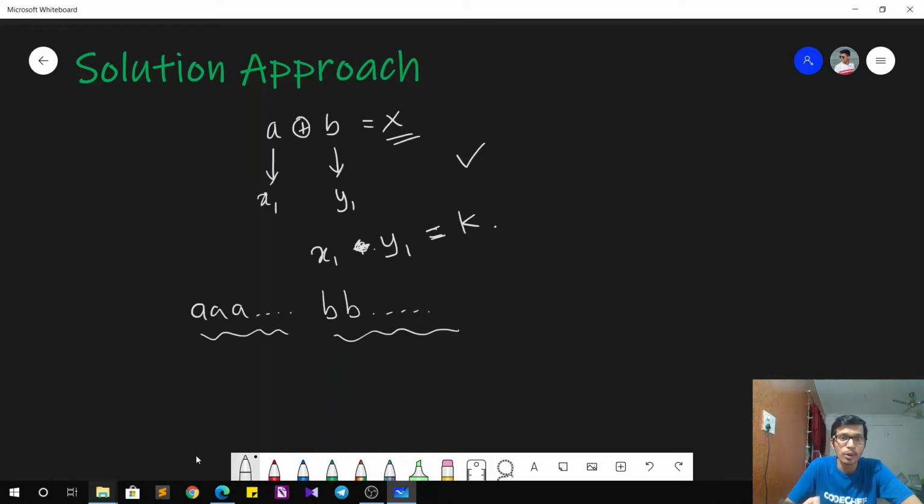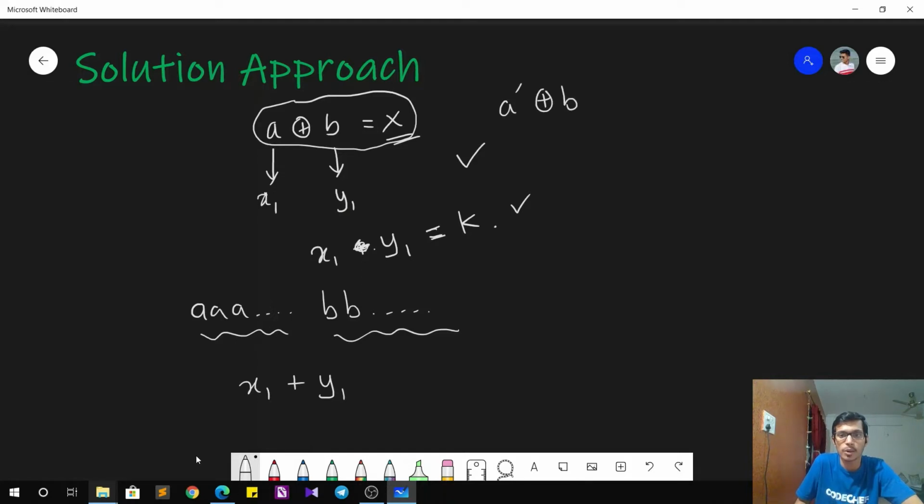But now the point to observe is, what is the length of this sequence? We were able to satisfy the condition on the number of pairs, but what is the length? The length is nothing but x1 plus y1. This is when we are choosing only one pair to get our XOR as x. But there can be other pairs as well, right? There can be some other pair, let's say a prime XOR b prime, which is again x. There can be another pair a double prime XOR b double prime, whose XOR is x. So there can be many pairs, right?